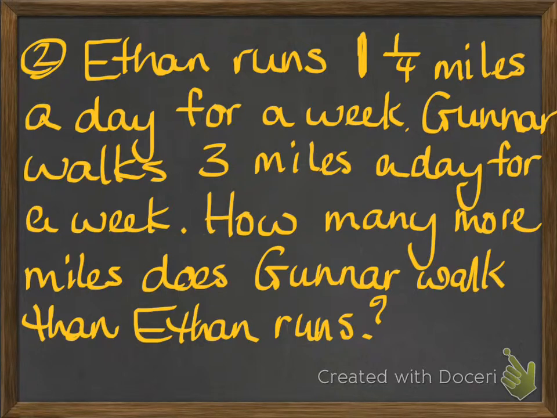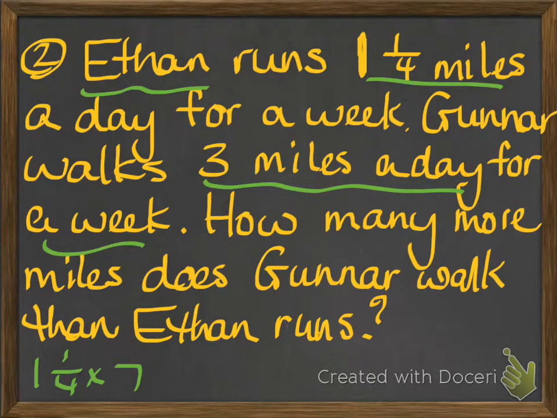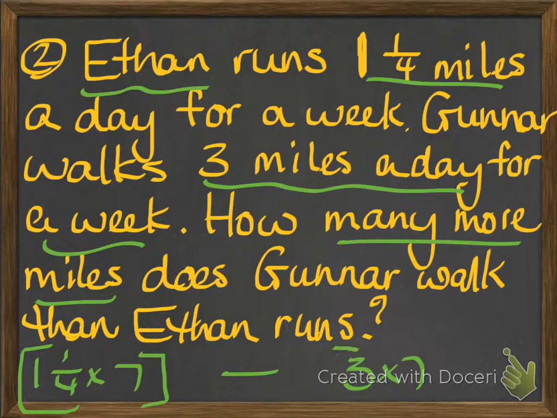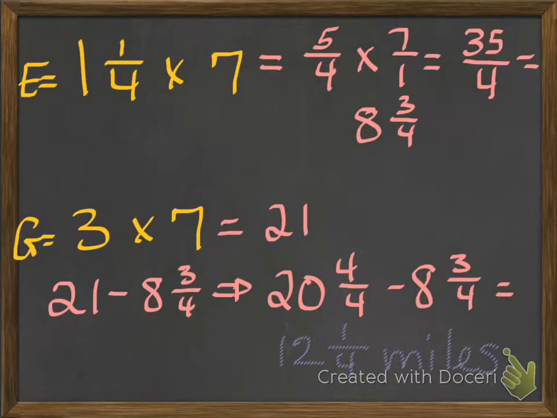Okay, so Ethan is running 1 1/4 miles a day for a week. So I know I'm going to take 1 1/4 and multiply that times 7. And Gunnar is walking 3 miles a day for a week. So I know I'm going to multiply 3 times 7. So that part's going to be easy. Then it says how many more did Gunnar walk than Ethan run? So I know that I will need to subtract. So I will need to do this section and this section, and then I'm going to subtract Ethan's away from Gunnar's.